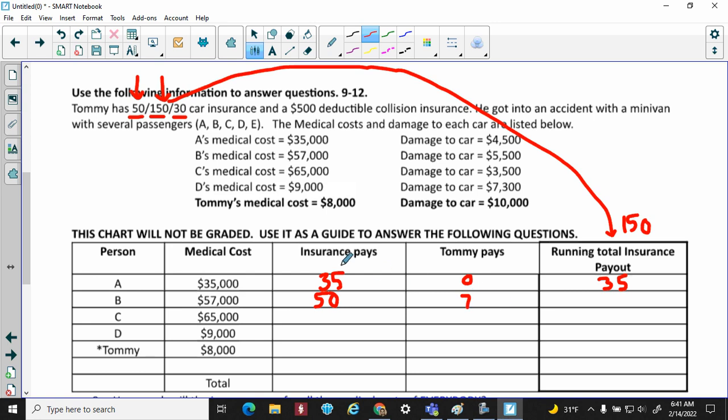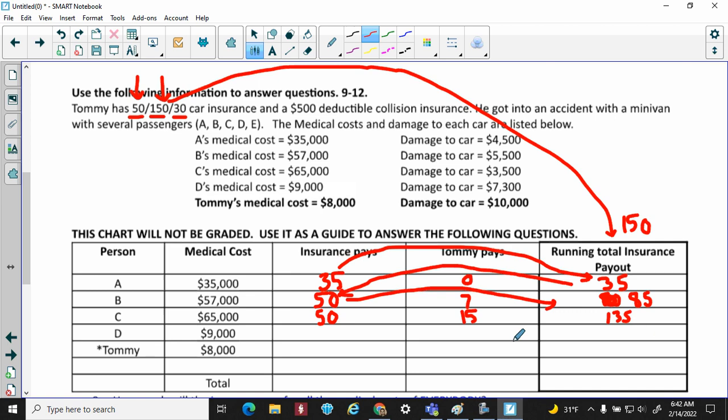Now remember how this works. The running total, we have 35, 50, that now becomes 85. Sorry, you're probably yelling at the screen. That should have been 85. It's always a running total from the column on the left to the column on the right. C needs 65,000. Again, no one can get more than 50 from the insurance, so the insurance will be maxed out for this guy, which means Tommy's got to pay the difference. Which now this becomes 135.